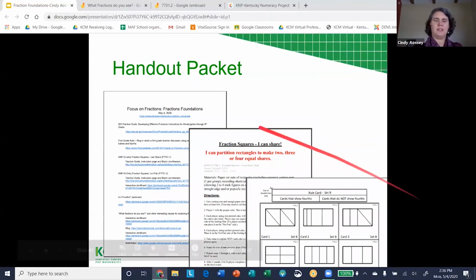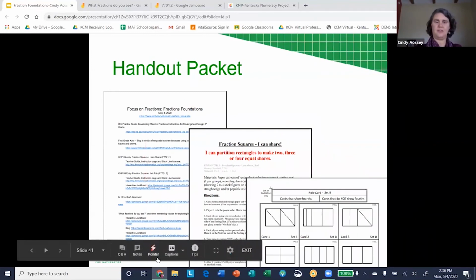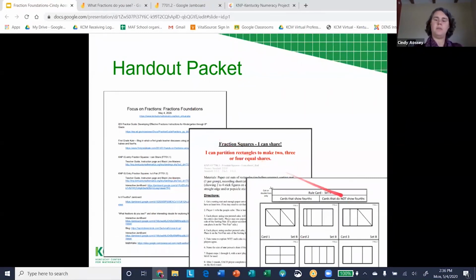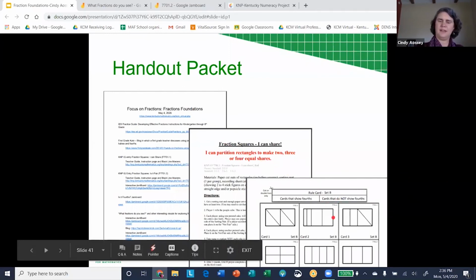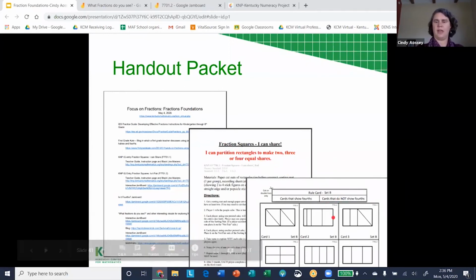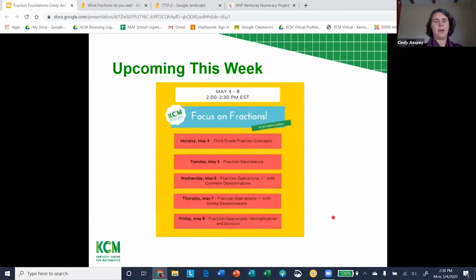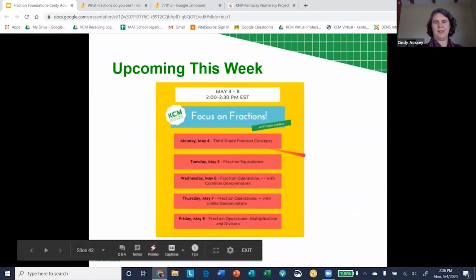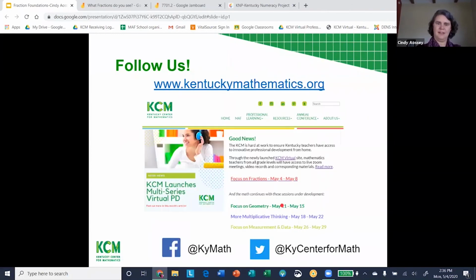In your packet, you have links to lots of those resources. They're also embedded in the PowerPoint, so you can get to them that way. You have a couple of the K&P activities ready to go there, or you can go to the K&P site. Coming up, we've got all sorts of fractions work happening. We've got decimals on the number lines, and we're going to dig into those operations. So we hope you'll come back and join us.